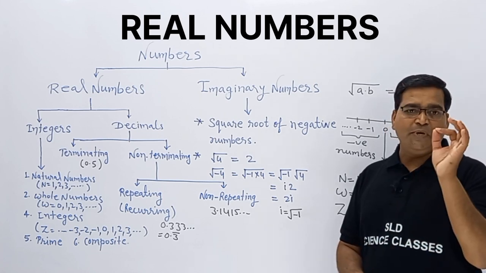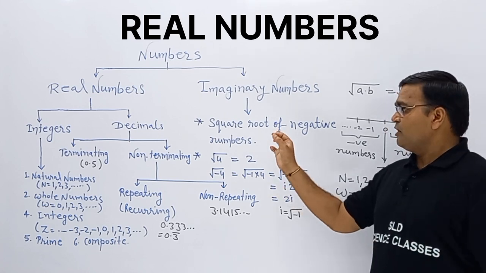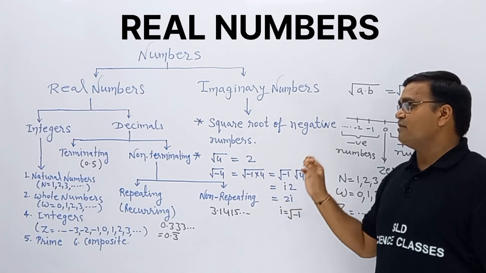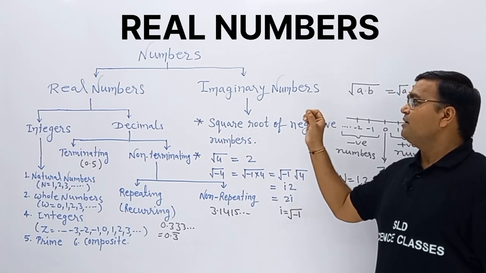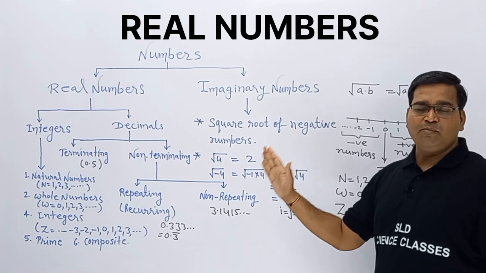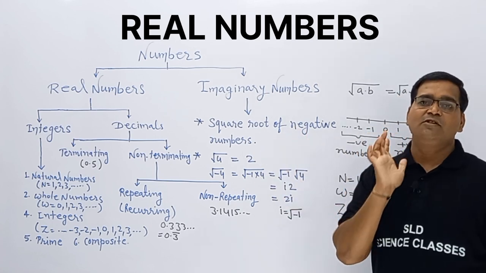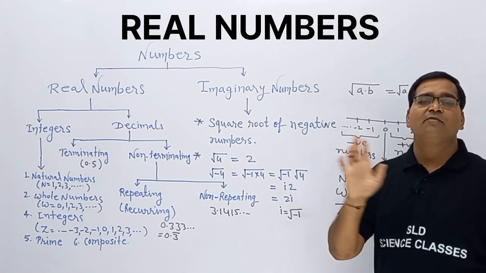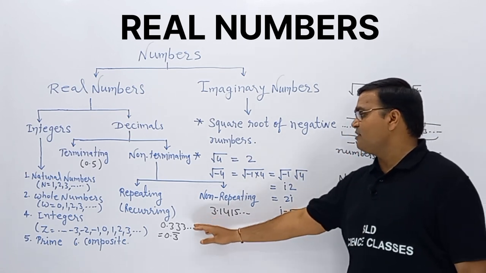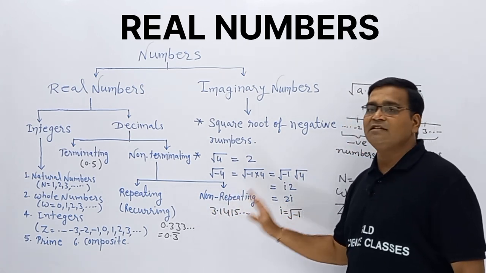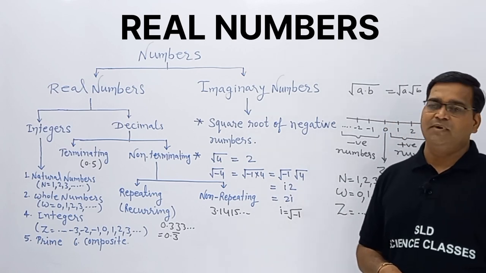So we can say real numbers are of two types, integers and decimals. Integers are complete numbers, natural numbers, whole numbers, and decimals are terminating or non-terminating. Terminating means the remainder will be 0, non-terminating means the remainder will not be equal to 0. Like these numbers, these are terminating or these are non-terminating numbers.